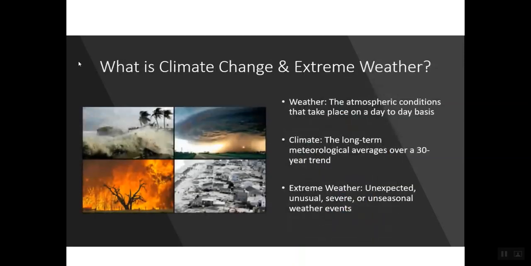So what is climate change and extreme weather? I've gone over two of the three definitions, but weather, as a review for anybody that doesn't remember, is an atmospheric condition that takes place on a day-to-day basis. Climate is the long-term meteorological averages over a 30-year trend. They use 30 years because it bookends a period of time that is not overly extended, but not too short to be considered a short-term trend. They want to find the average of long-term and what the future is projecting as far as data goes. And extreme weather is the third definition here, which is unexpected, unusual, severe, or unseasonable weather events.